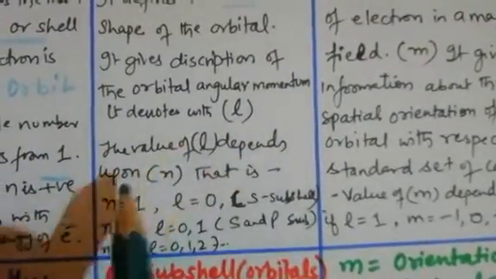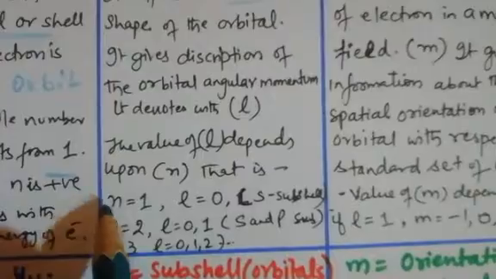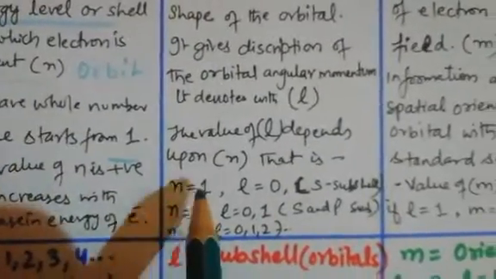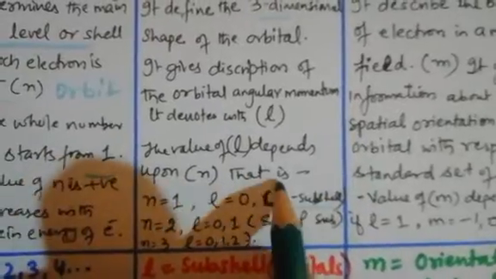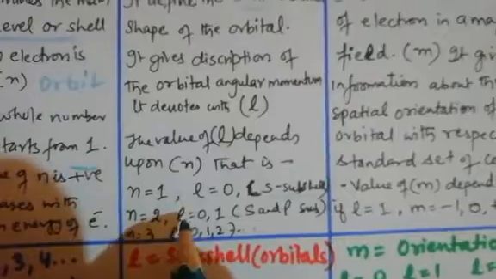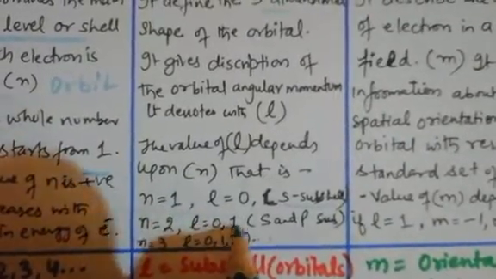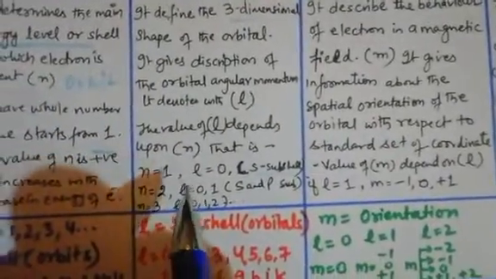The value of L totally depends upon n. If the n number is 1, in the K shell there is only the s subshell, 0 represents s. If n is 2, it means the K shell and L shell also, so it will give us two types of L, 0 and 1. Or simply, if I tell how L is depending on n, it is very simple.